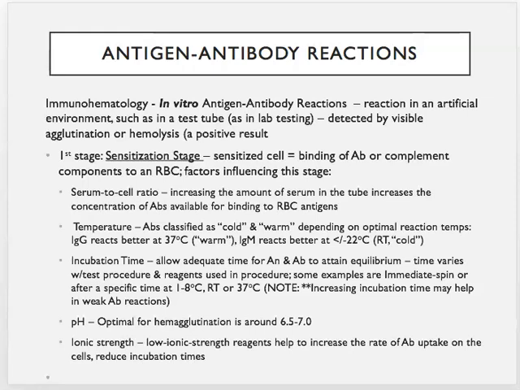The pH can help. The optimal pH for hemagglutination to occur is around 6.5 to 7. And then the ionic strength of some of the reagents. Low ionic strength reagents help to increase the rate of the antibody uptake onto the cells. So it can also help to reduce incubation time.